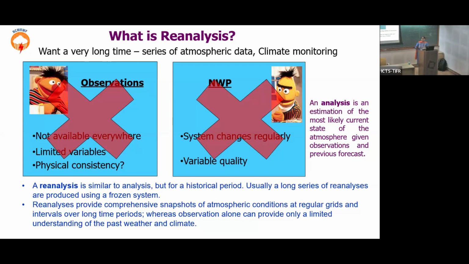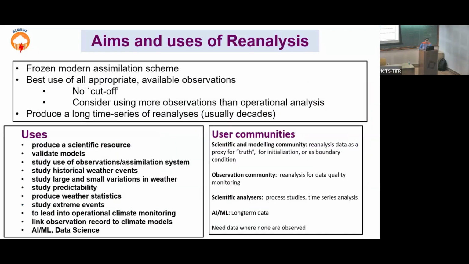In analysis, the system is changing continuously. Whenever there is an update in the data assimilation or in the model, the operational agencies change the system. But in the reanalysis, whoever is doing it, even ECMWF, NCEP, NCMRWF, JMA, whatever they are doing, they fix the assimilation system and the model also, then afterwards they do the analysis or the assimilation for a long period of time. So reanalysis provides a comprehensive snapshot of atmospheric conditions at regular grids and intervals over long time periods, whereas observations alone can provide only a limited understanding of the past weather and climate. So this is reanalysis.